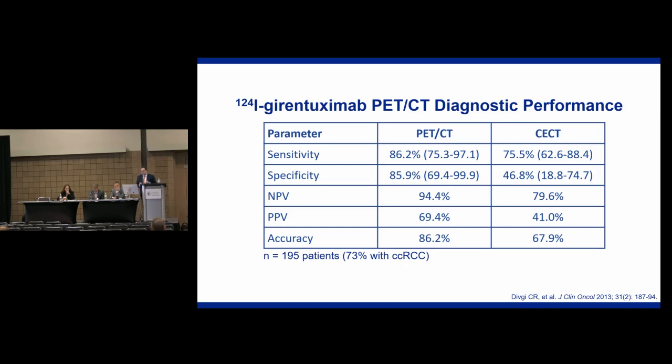More impressively, however, the specificity of contrast-enhanced CT was only around 50%, and this number went up to 86% upon implementation of the PET-CT, giving a positive predictive value of 69% and negative predictive value of 94% for PET-CT versus significantly lower values with contrast-enhanced CT. So despite these very encouraging results, which were presented to the FDA, it wasn't quite approved at that point, and the FDA asked for a confirmatory trial.